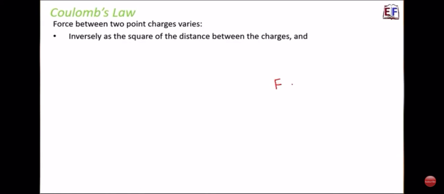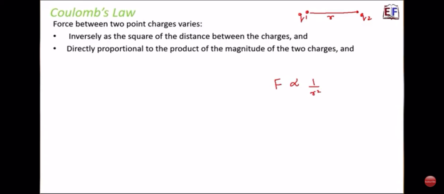of the distance between the charges. So let us suppose that there are these two charges, Q1 and Q2, and they are distance r apart. This law states that it is inversely proportional to the square of the distance between the charges. It is directly proportional to the product of the magnitude of the two charges. That means it is directly proportional to Q1 Q2. And it acts along the line joining the two charges. So the line which is joining these two charges, this force will also act along this line.